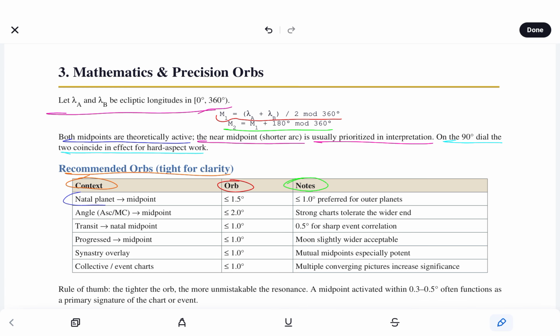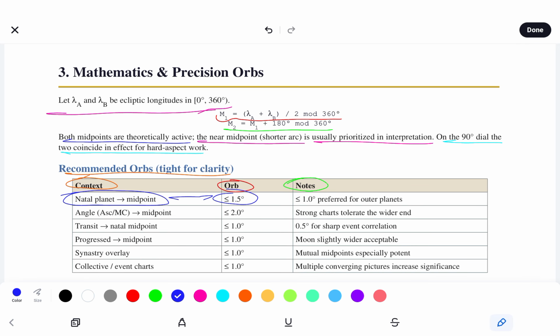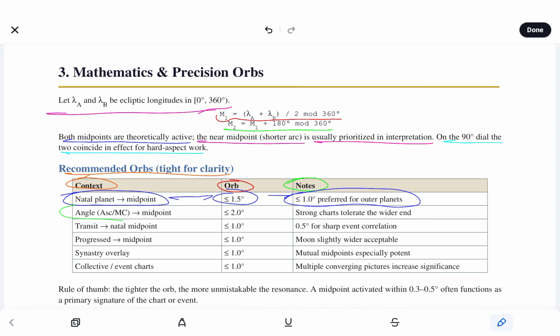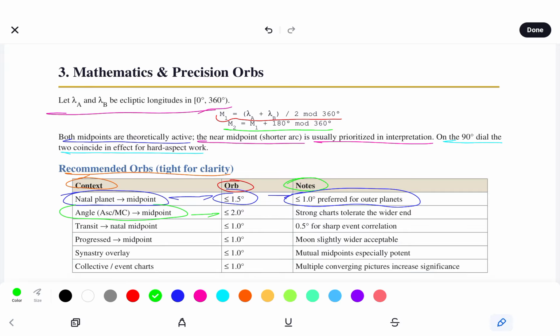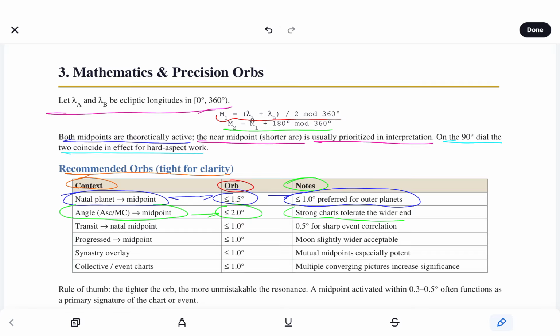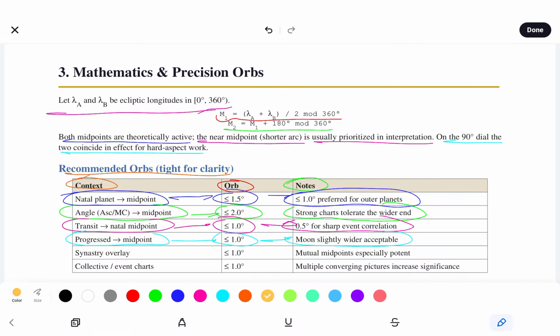So the natal planet to midpoint: less than 1.5 degrees, with the note that less than 1.0 degrees is preferred for outer planets. Angle, Ascendant or Midheaven, to midpoint: less than 2.0 degrees. Strong charts tolerate the wider end. Transit to natal midpoint: less than 1.0 degrees, 0.5 degrees for sharp event correlation. Progressed midpoint: less than 1.0 degrees, Moon slightly wider acceptable.